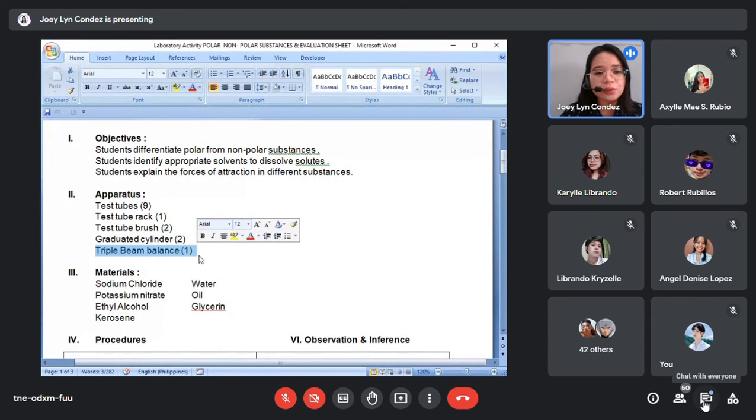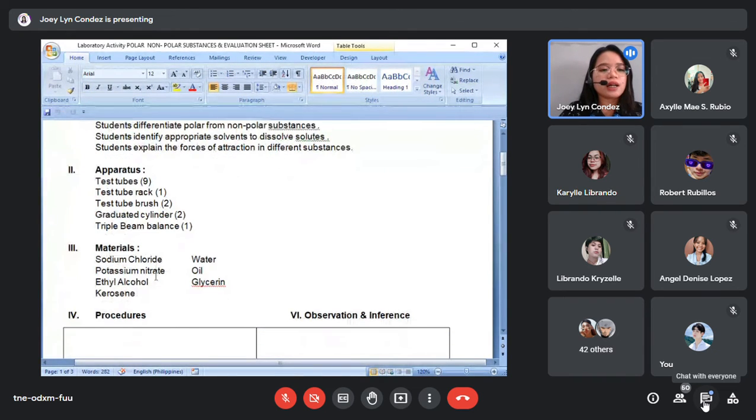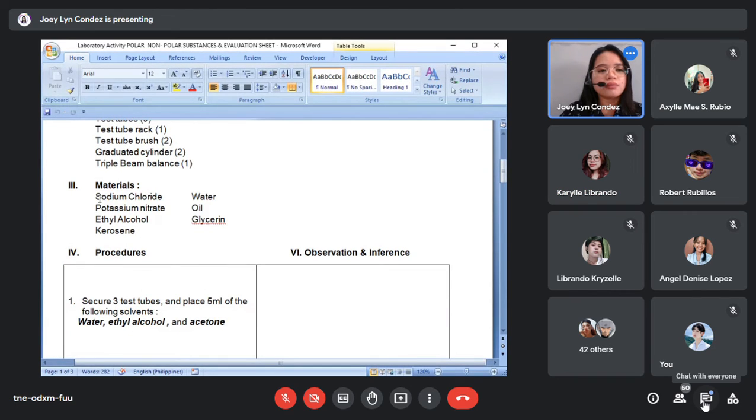Since we only have four beam balances, for example group 1 will share your beam balance with group 2, group 3 with group 4. And for materials, you need to use sodium fluoride. Just ask all of these from the working student. So sodium fluoride, potassium nitrate. This is still a salt, another form of a salt. Ethyl alcohol or ethanol. And we also have kerosene.